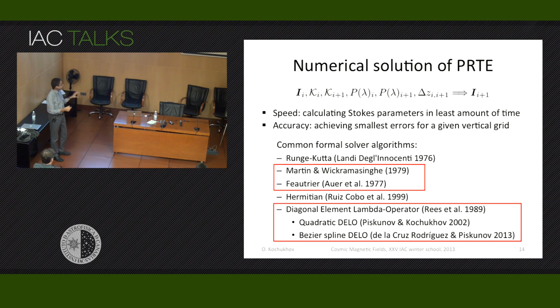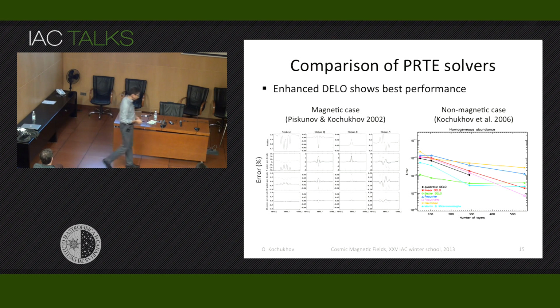All these things, I repeat, they just propagate Stokes I from one point to another for given absorption matrices. There are some studies which compared different numerical schemes, different methods. For instance, I was involved in one such study.